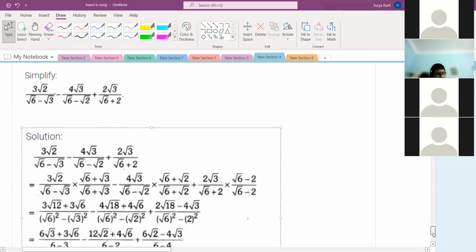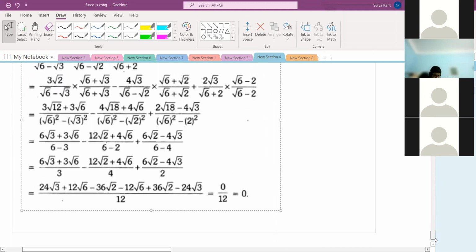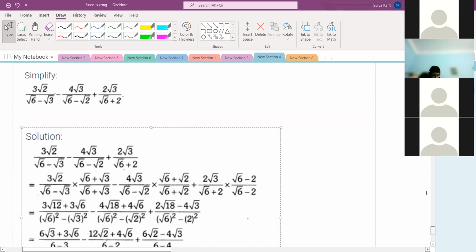Sir, can you go back to the question? Yes, it's root 12 minus root 6. The answer is coming 0. Okay, sir, 1 minute, I'll just check. Yes, sir, it's zero.